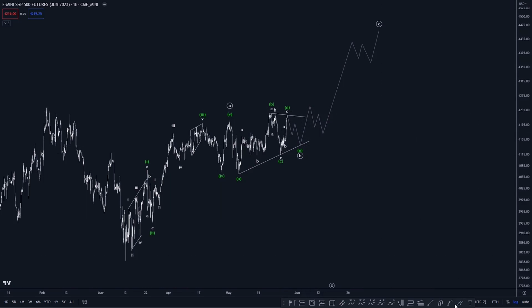So really, the only confirmation on this would be breaking these highs, and we got to do it impulsively. And then if we have a clear three-wave pullback, I would be monitoring this count.